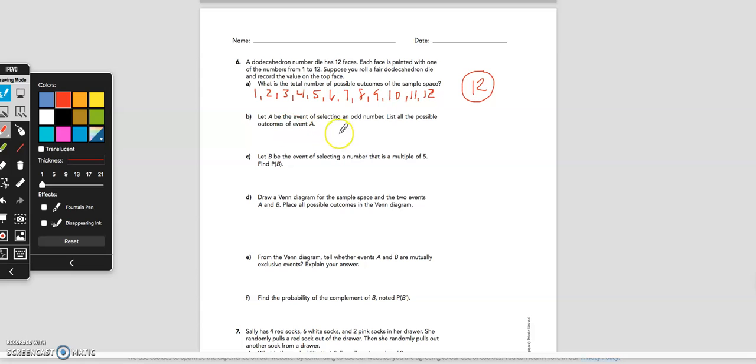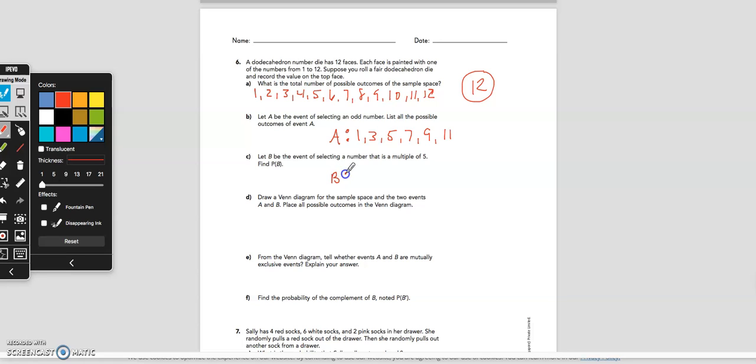All right. Let A be the event of selecting an odd number. So list the possible outcomes. We're looking for odd numbers up here, so we just have to go ahead and list them. 1, 3, 5, 7, 9, and 11. These are all the outcomes favorable to event A.